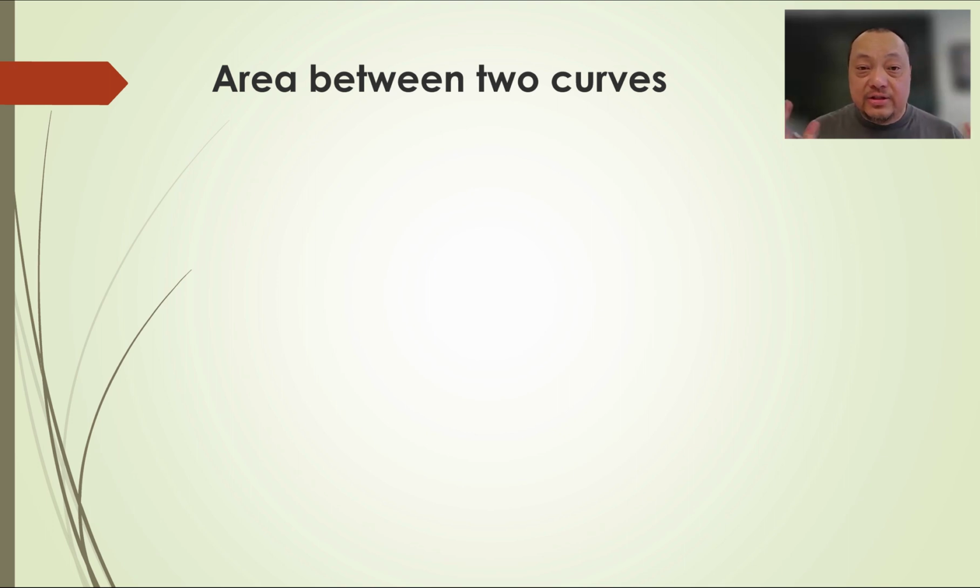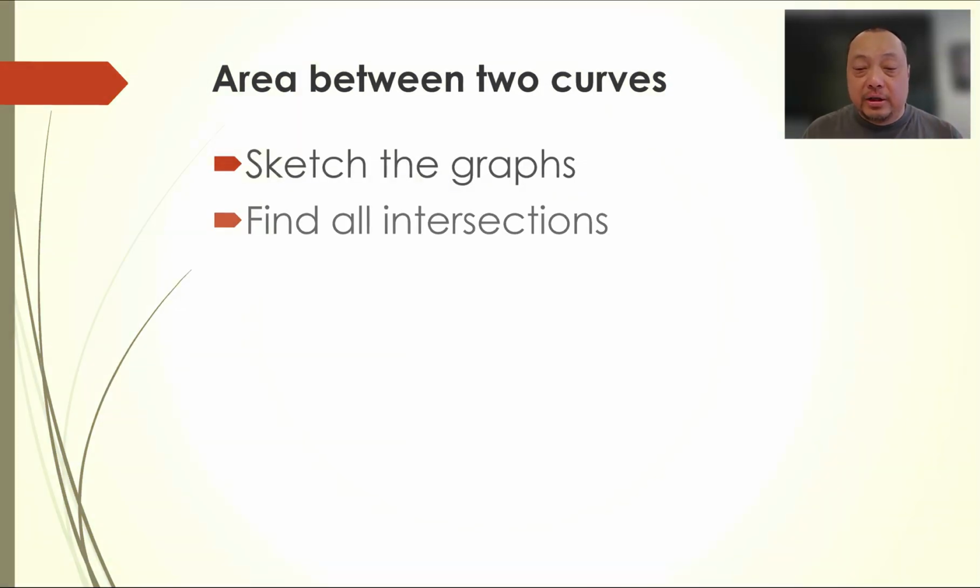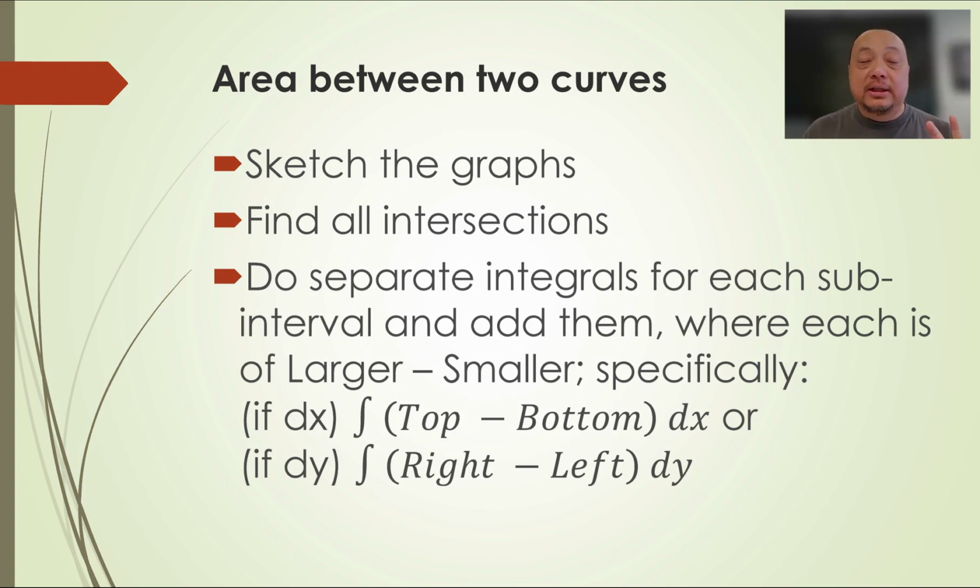Once again, let's summarize the process. To do area between two curves, you must do, number 1, sketch the graph. Number 2, find all the intersections. And number 3, do separate integrals for each interval, where within each interval, the integral is of the larger function minus the smaller function. If it's dx, then it means the top function minus the bottom function. If it's dy, then it means the right function minus the left function.